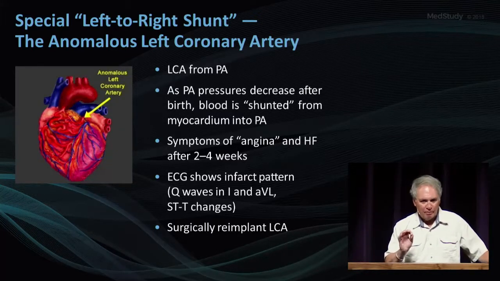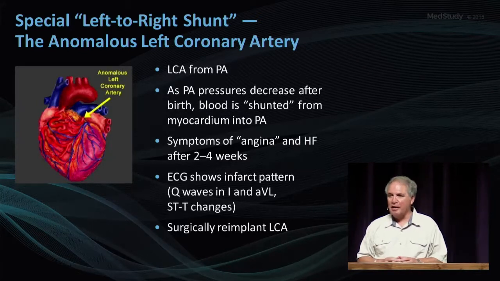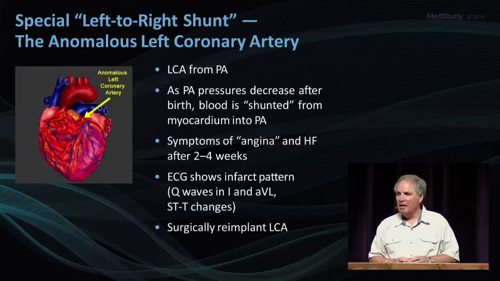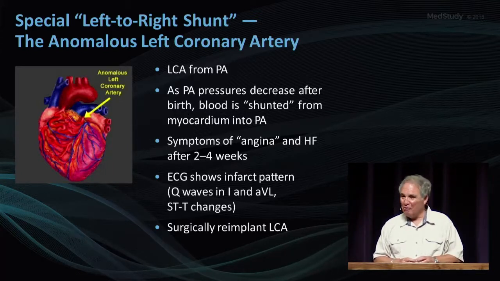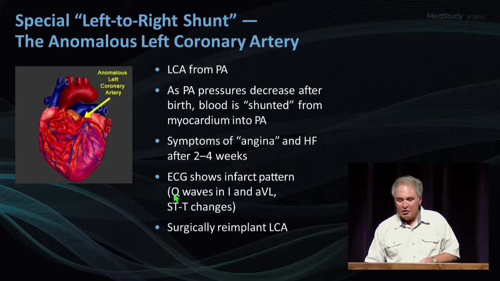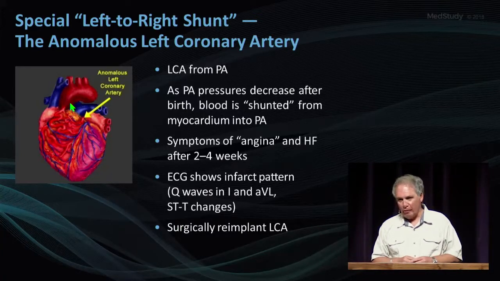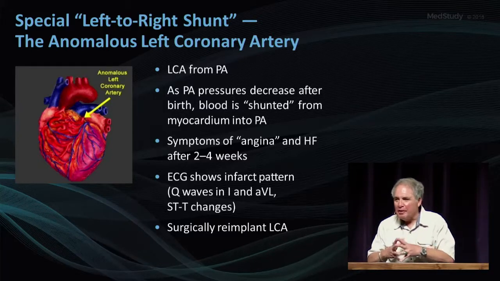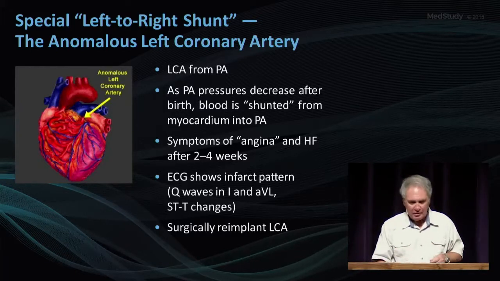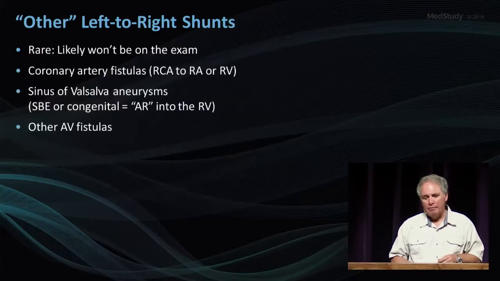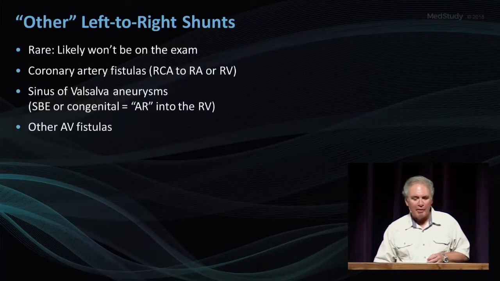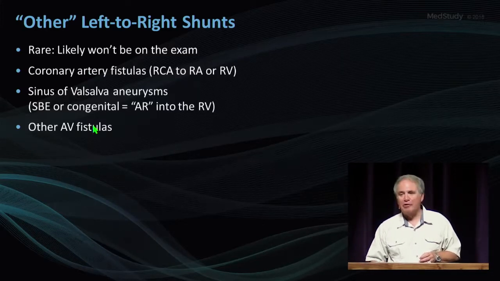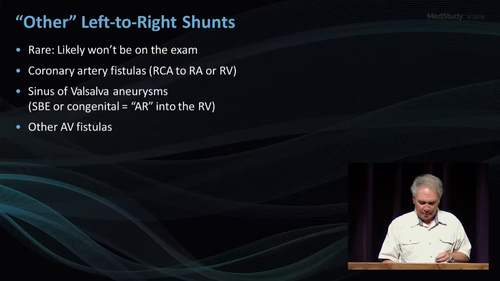And these babies, this is worth keeping in mind, this sometimes appears on exams, present with irritability, angina, heart failure, because of a myocardial infarction at about 2 to 4 weeks of age, and ischemia. The ECG shows an infarct pattern, and these babies need urgent surgery to reimplant the left coronary into the aorta. So just keep in mind, irritability, poor feeding, heart failure, infarct pattern on EKG, anomalous left coronary artery. There's other forms of left to right shunts you don't have to worry about, various coronary fistulas and aneurysms. Don't worry about them. They're just here for your edification.